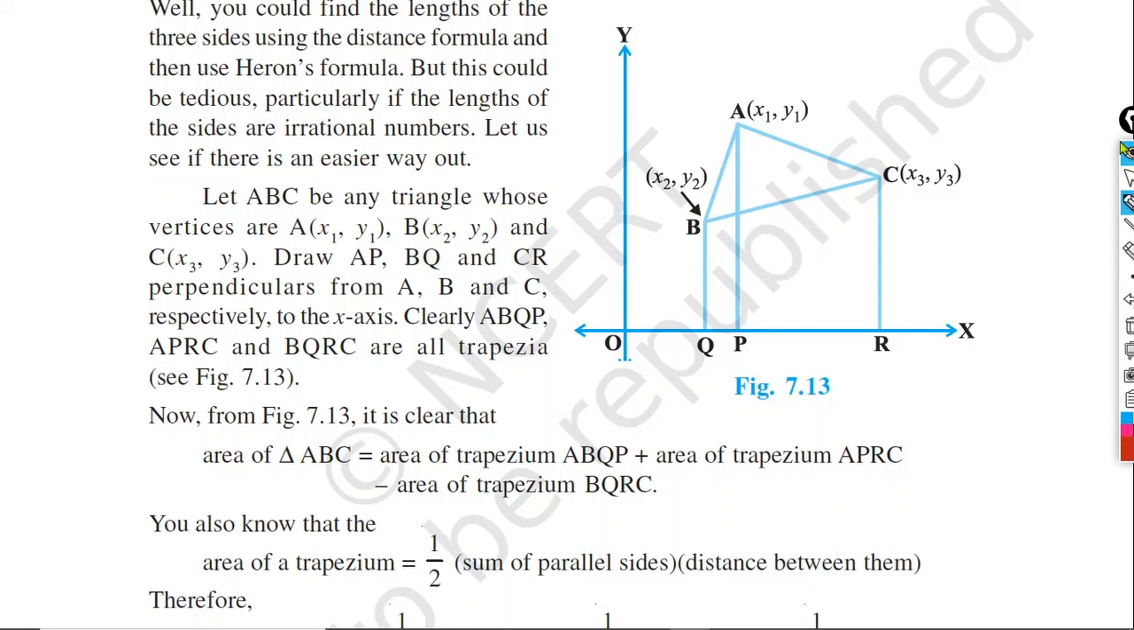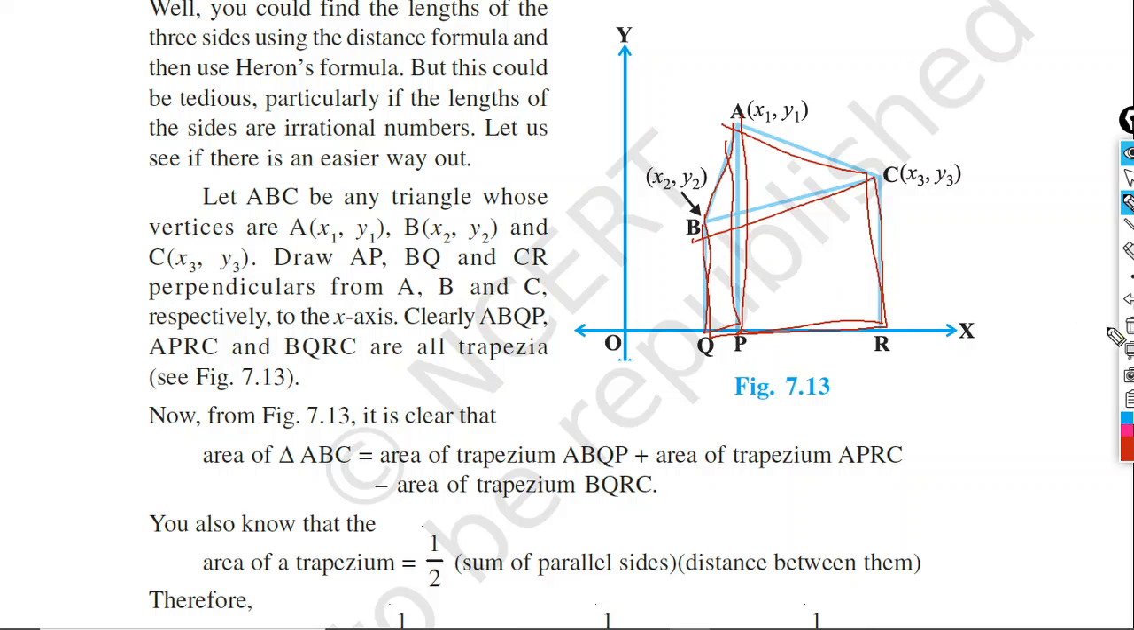Okay. So which are the trapeziums? You can see, trapezium ABQP is one of the trapeziums. Similarly, APRC is another trapezium and BQRC. Three trapeziums have been formed.